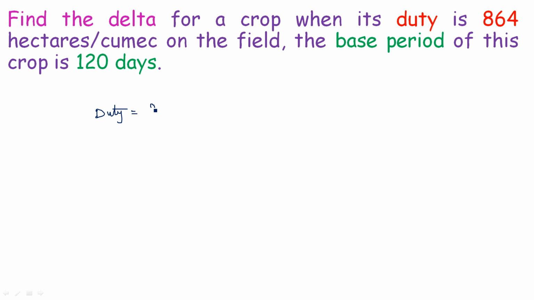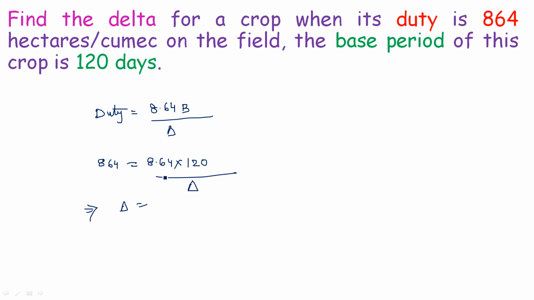is equal to 8.64 into crop period or base period divided by delta. Here we have to find the delta. The duty is given as 864 hectares per cubic, so 864 is equal to 8.64, and the base period is given as 120 days, 120 days by delta.